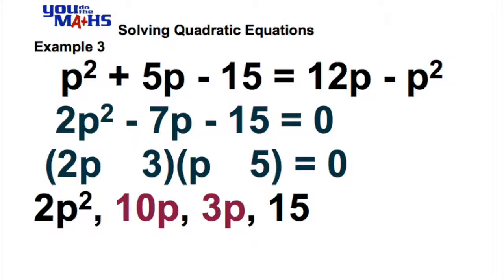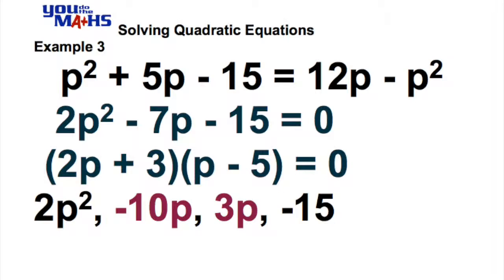We'll have a look at the negatives now and see how we make it work. If we put a positive where the 3 is and a negative where the 5 is, they multiply to give us negative 15, and we multiply the 2p and the negative 5 to give us negative 10p, and negative 10p and positive 3p will add to make negative 7p. There's a fair bit of trial and error there, but with practice you do get better at factorising these types of quadratic trinomials.